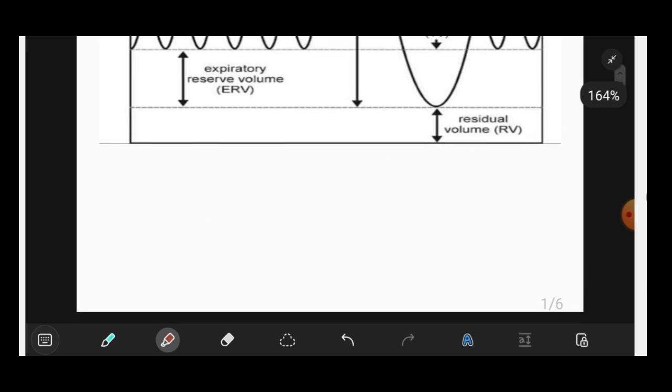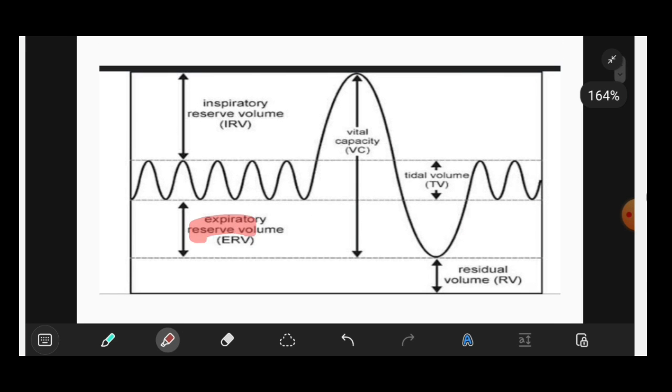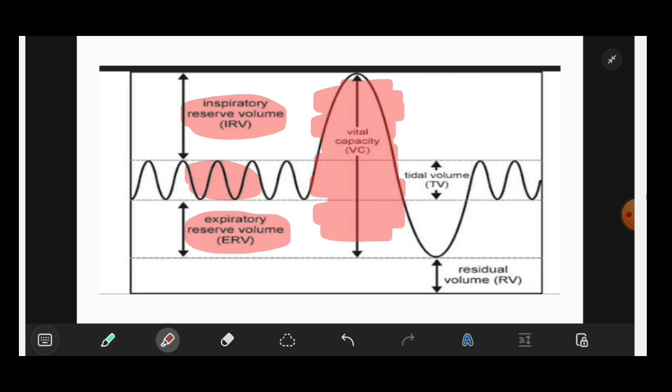So it is expiratory reserve volume plus tidal volume plus inspiratory reserve volume. So this whole is the vital capacity, as you can see here guys.